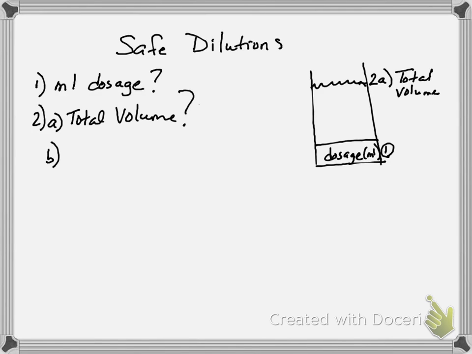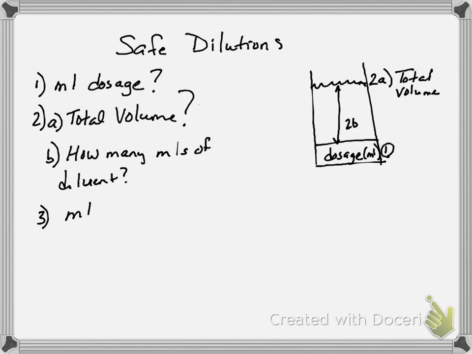And then they're going to ask me for how many mLs of diluent that I will add. And that's going to be in this area here. And this is going to be my 2B. That's going to be the second part of question number 2. How much diluent would I need to add to get to that total volume? And then finally, the last part of the question is going to ask me to set the pump in mLs per hour. So mLs per hour will be the last question.